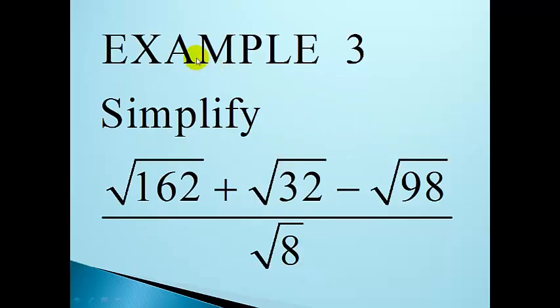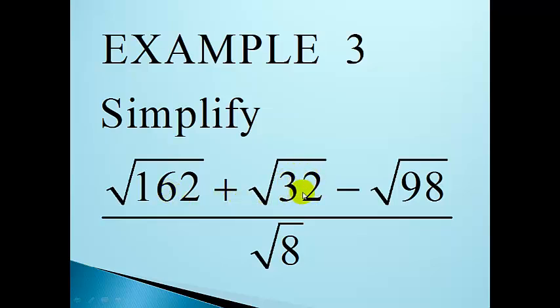Now let's consider example 3. Simplify the square root of 162 plus the square root of 32 minus the square root of 98, all divided by the square root of 8. Now in this case, considering the number 162, we are going to search for two numbers. When we multiply, we will get 162 in such a way that 1 must be a perfect square.